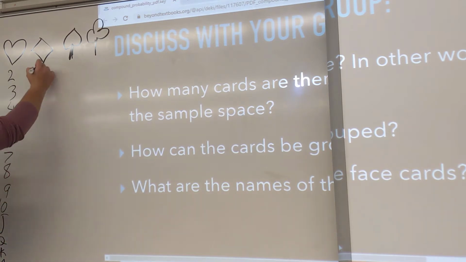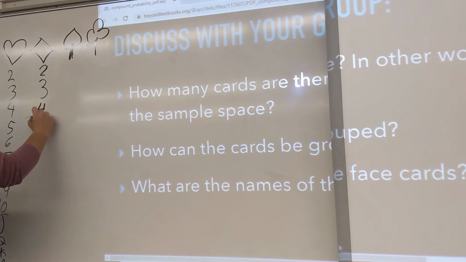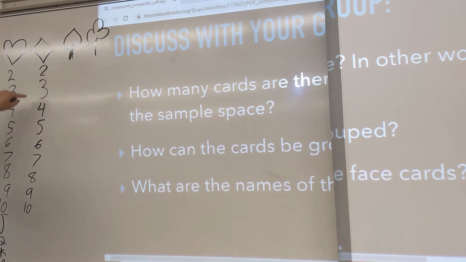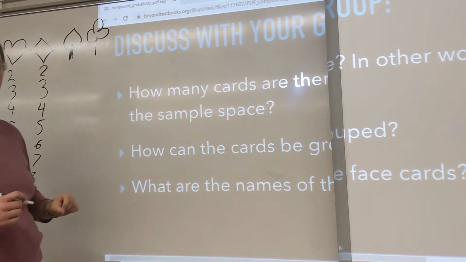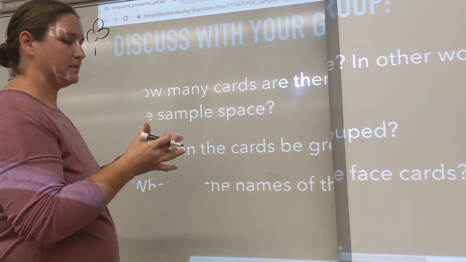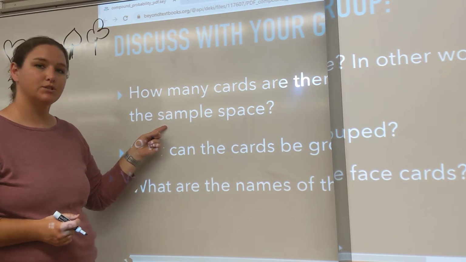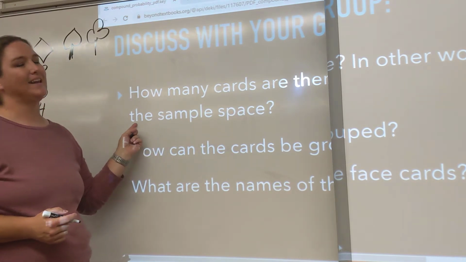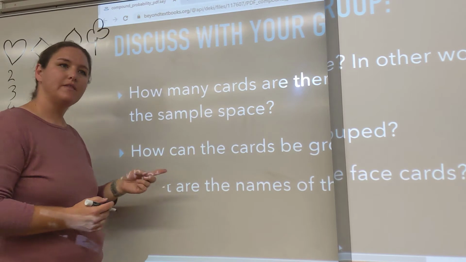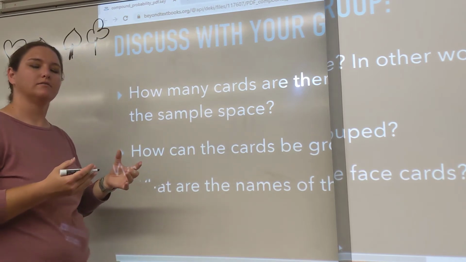Now in each of these, we have these, right? Every single one of them. And if we add them all up, then we have 52 cards. So that means that our sample space here is 52, because that is everything that we could draw.